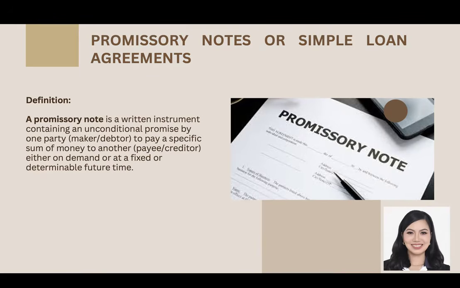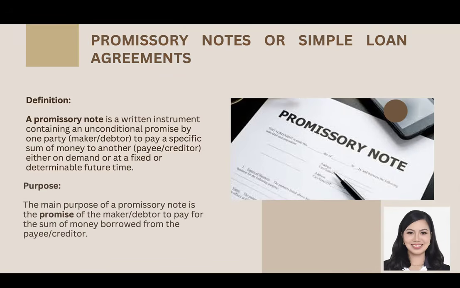Simply stated, by the word itself, promissory note. What is the root word of promissory? Promise, right? You are promising. What are you promising? Here, the maker, the debtor, is promising to pay a specific sum of money to another person, either on demand or at a fixed or determinable future time. So that is your keyword. The debtor is promising something to another person. The purpose of this is, as stated, the promise of the maker debtor to pay the sum of money borrowed from the payee or creditor.